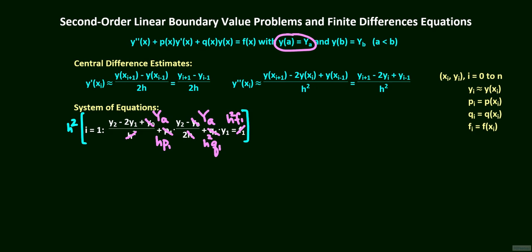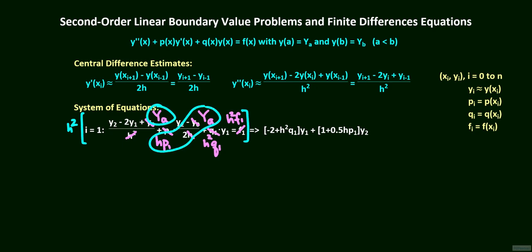And group the terms according to the y values. For the y sub 1 terms, we have the quantity minus 2 plus h squared times q sub 1 times y sub 1. For the y sub 2 terms, we have the quantity 1 plus half, or 0.5, times h times p sub 1 times y sub 2. We move the uppercase y sub a terms to the other side and get for the right side of the equation h squared times f sub 1 minus the quantity 1 minus 0.5 times h times p sub 1 times uppercase y sub a.